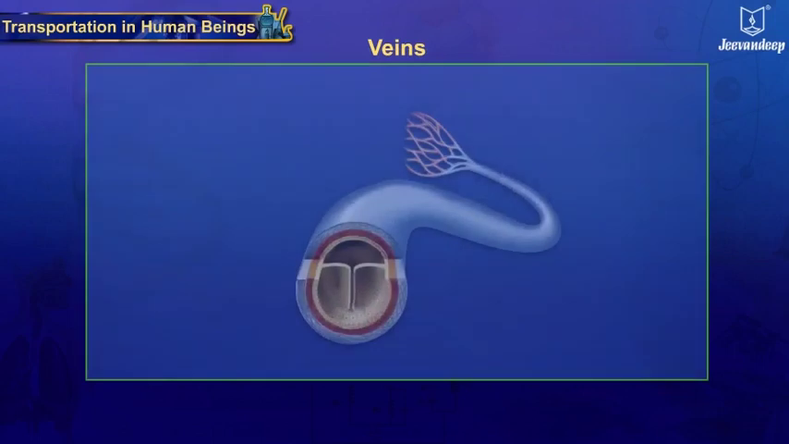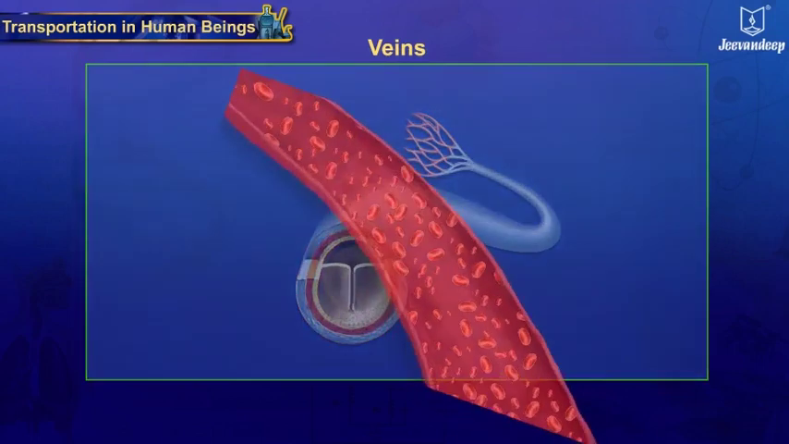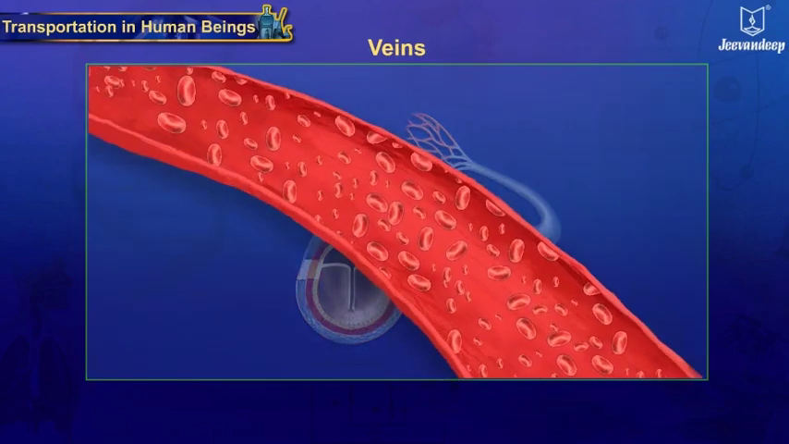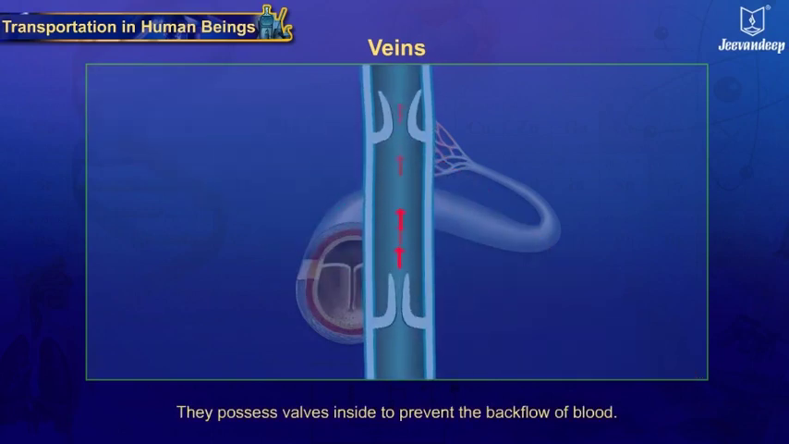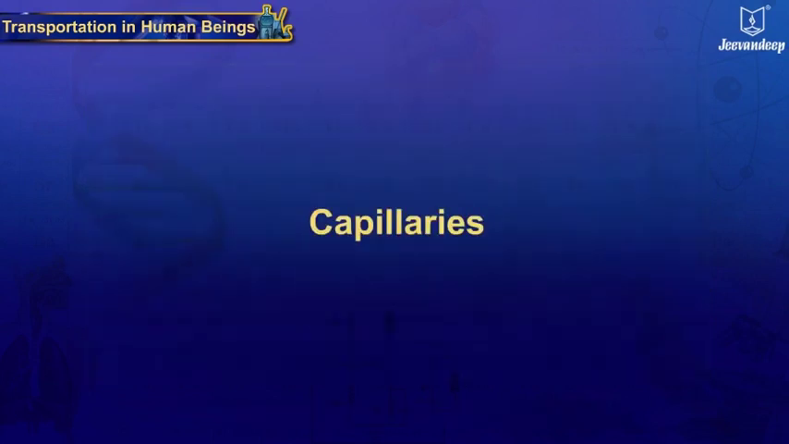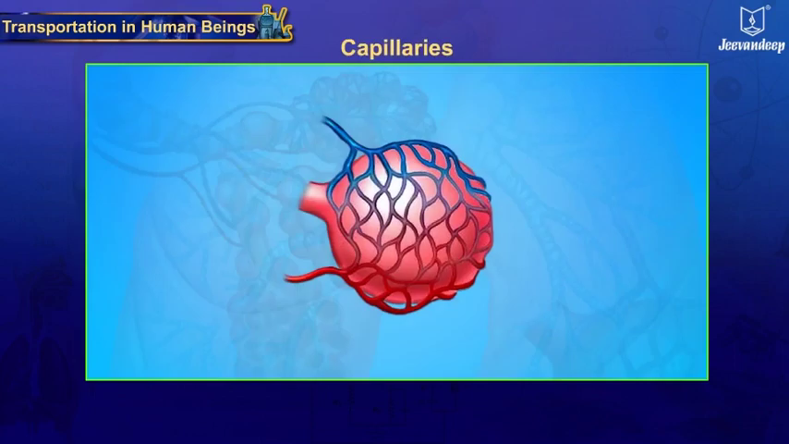Veins. These are thin-walled as the blood in the veins is not under high pressure. They possess valves inside to prevent the backflow of blood. Capillaries. These are very thin-walled and form a fine network between the cells, assisting the exchange of gases and nutrients between blood and the surroundings.